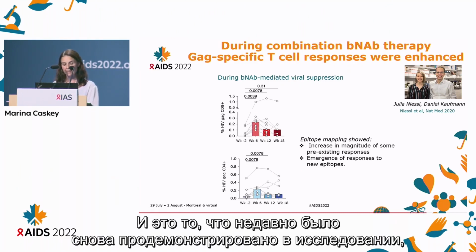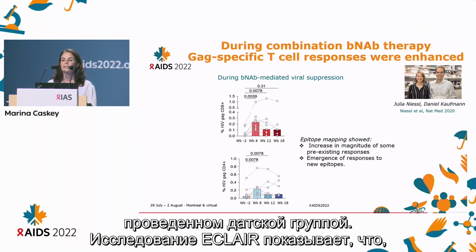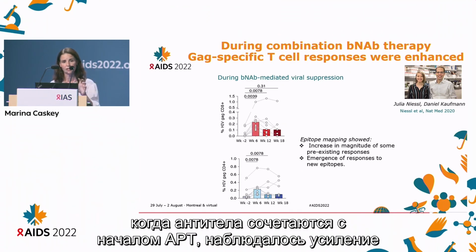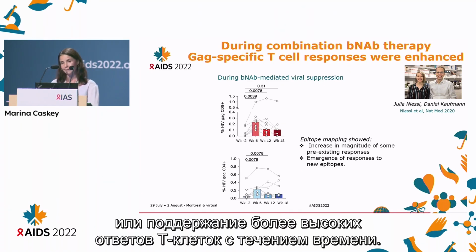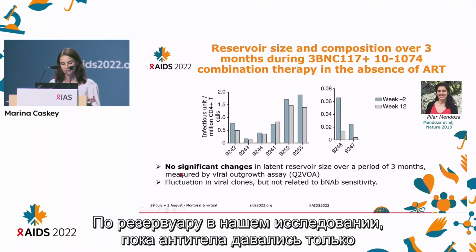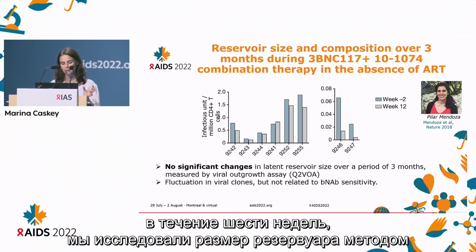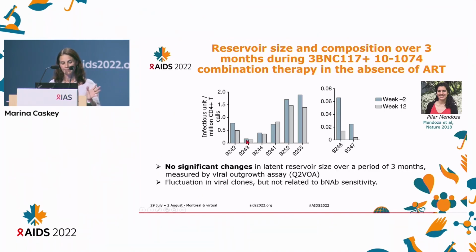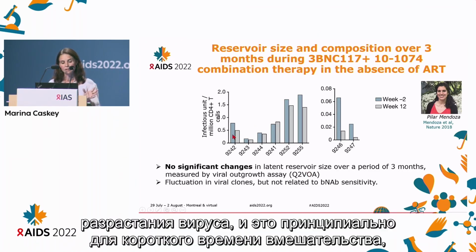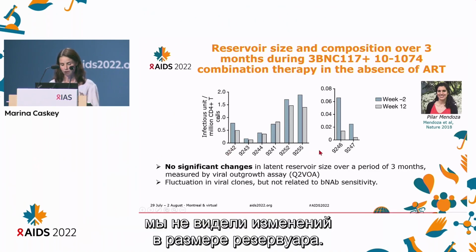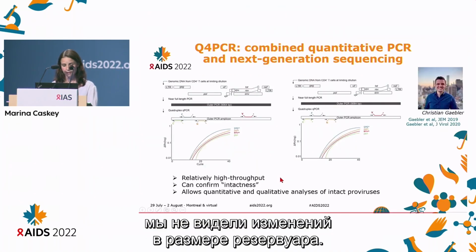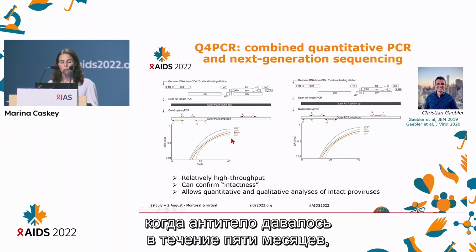And this is something that has more recently been demonstrated again in a study by the Danish group, the ECLEAR study, showing that when antibodies were given at ART initiation, there was also an enhancement or maintenance of higher T-cell responses over time. In terms of the reservoir, in our study where the antibodies were given only over 6 weeks, we interrogated the size of the reservoir by a viral outgrowth method. And essentially in this short period of time of the intervention, we did not see a change in the size of the reservoir.